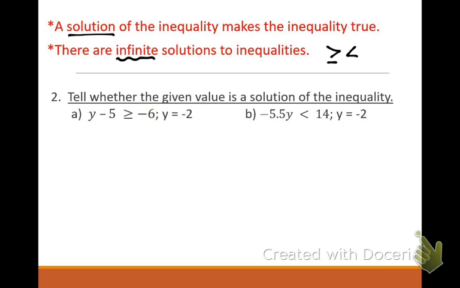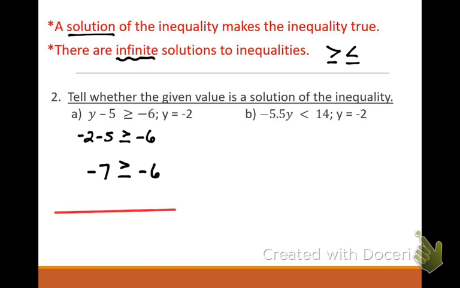So if I erase this, instead of having y minus 5, it's going to be negative 2 minus 5 is greater than or equal to negative 6. Once again, all you've done right here is simply taking this and plugging it in to there. So now let's work on the left side. It says negative 2 minus 5. What is negative 2 minus 5? Negative 7. And then I'm just going to drop this other part down. Negative 7 is greater than or equal to negative 6.